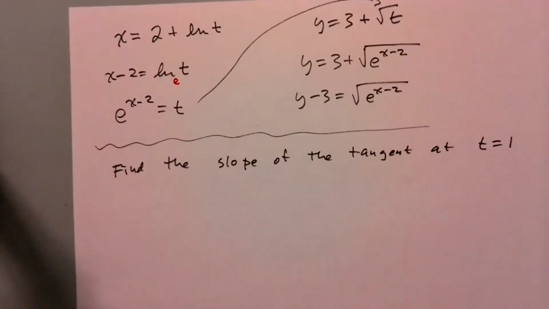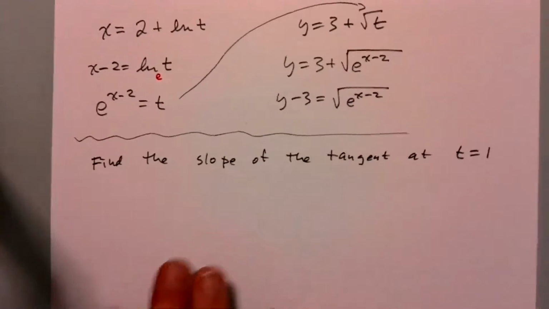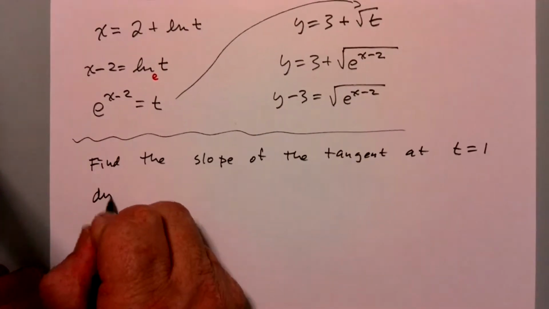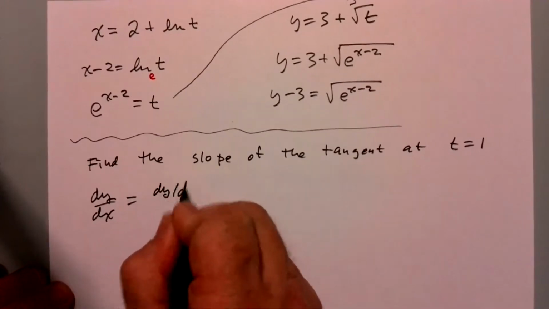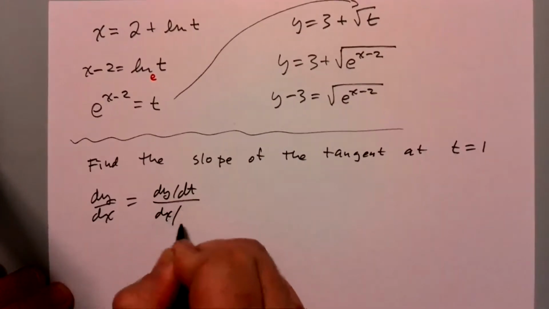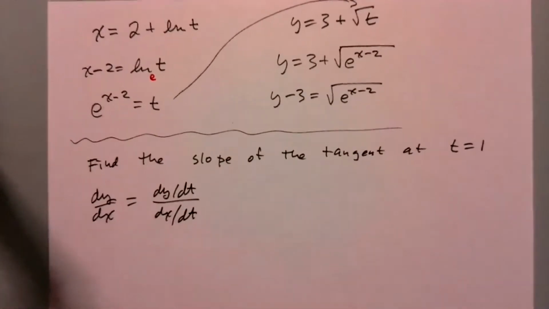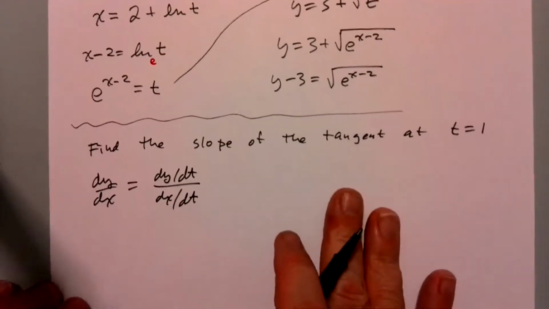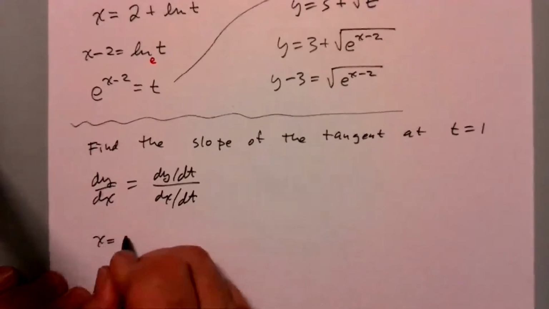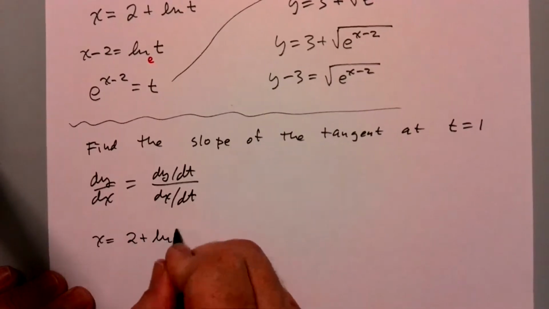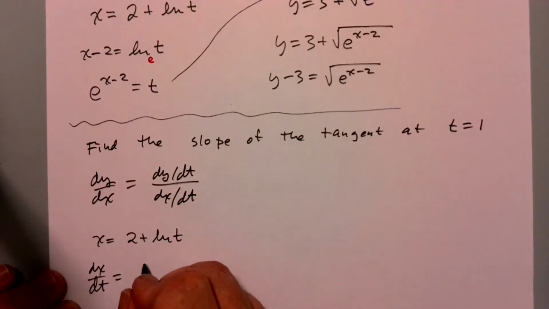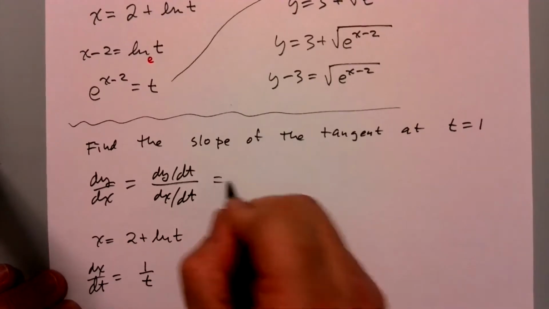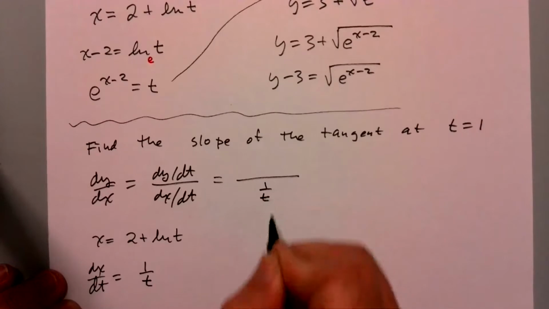So we need dy/dx is dy/dt over dx/dt, as we saw in our last example. Let's remind ourselves: dy/dx, the slope of the tangent, is dy/dt over dx/dt. So I will need to get dy/dt and dx/dt. So x is 2 plus natural log t. dx/dt: the derivative of 2 is 0, the derivative of log t is 1 over t. So we'll put 1 over t in the denominator.